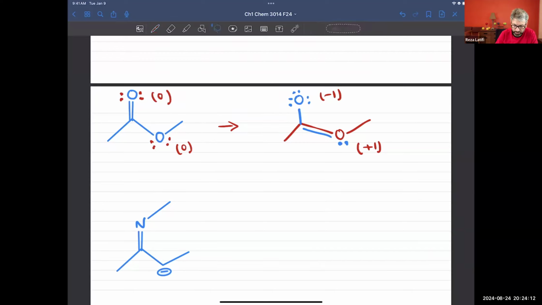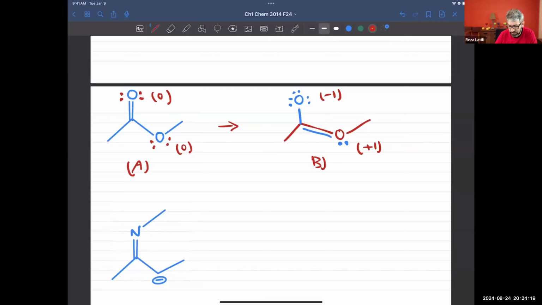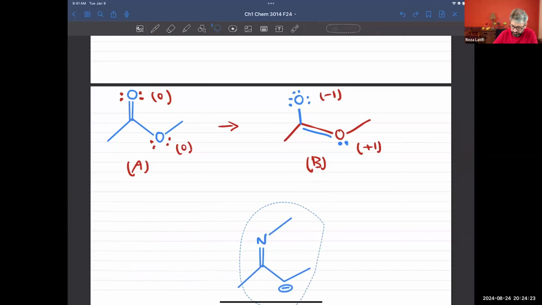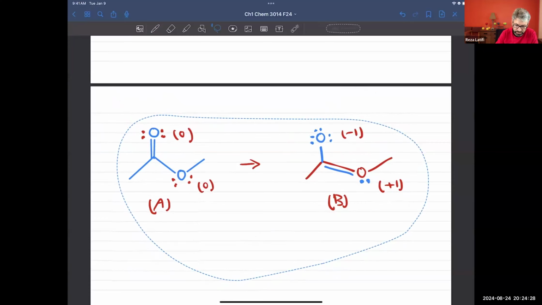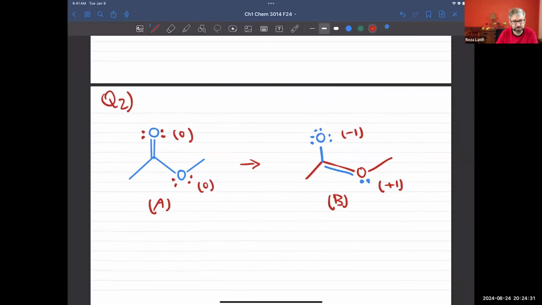Now another question. Call this one A, B, and this one, forgive me. Let me cut this one. That's your second question. Again, which one is more stable, A or B? Which one is more stable, A or B? So pause the video, answer the question, and then move on.